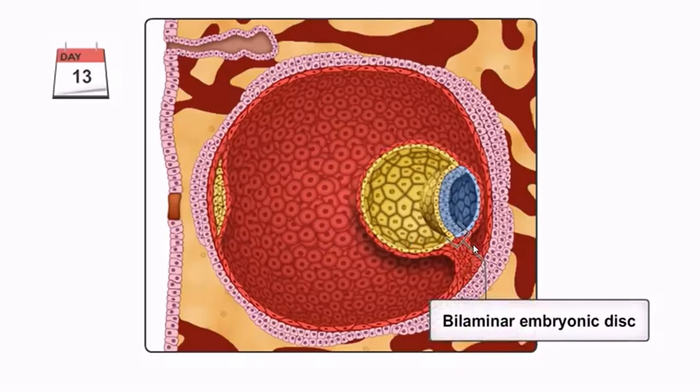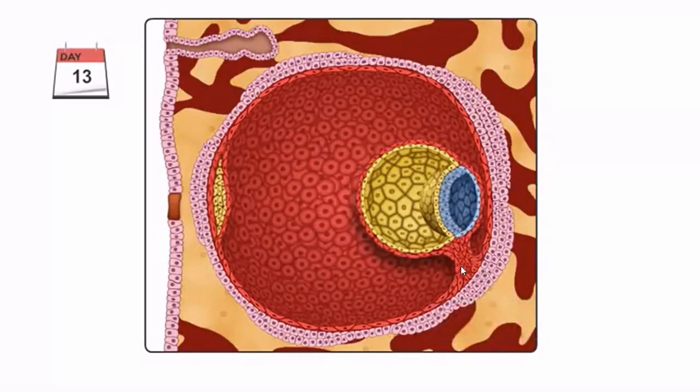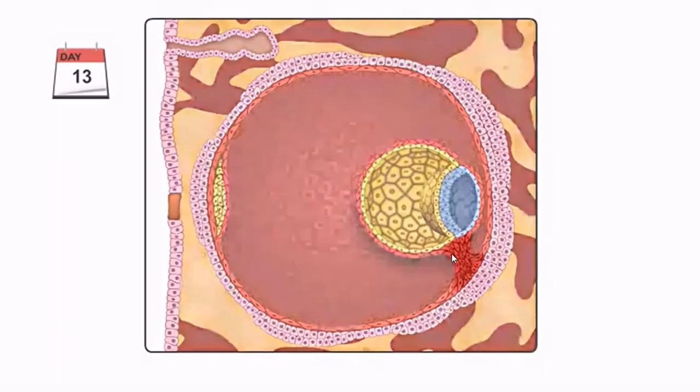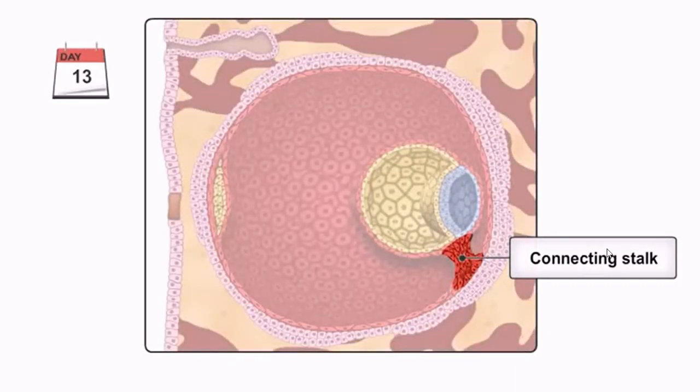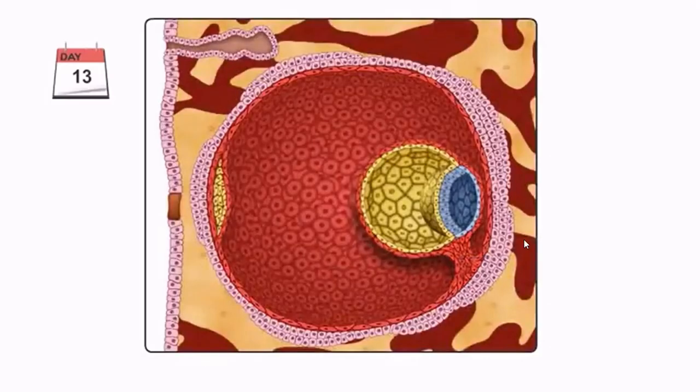And here we have this structure where the extraembryonic mesoderm, the parietal part and visceral part, are connected, and this is known as the connecting stalk, the future umbilical cord. Okay.